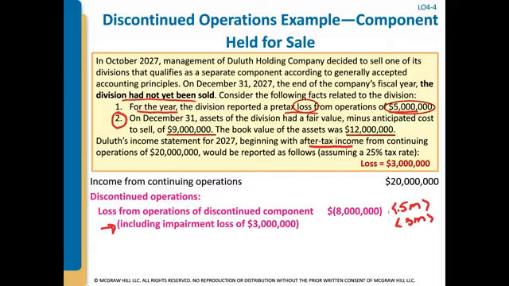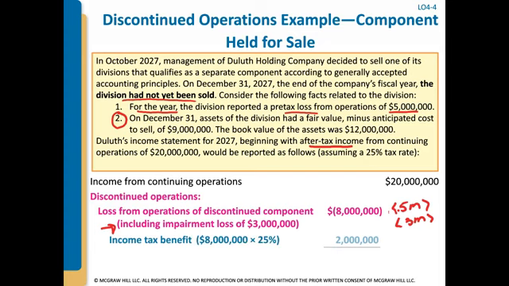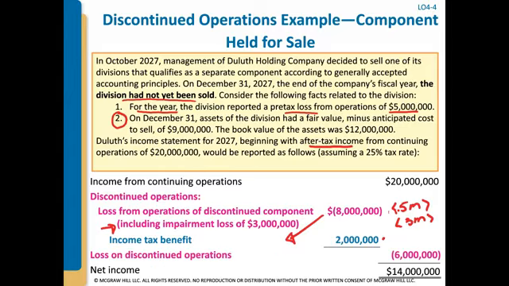You can do it in 2 different lines. On the face of the financial statement, you can do it in these parentheses, or you can disclose it. And because this is a loss, again, we have to show an income tax benefit at 25% of $2 million. And we have our loss on discontinued operations of $6 million. Our net income is $14 million.